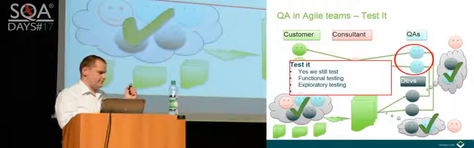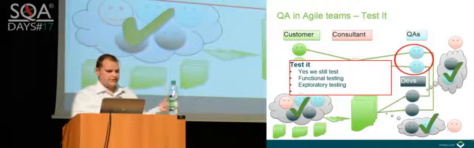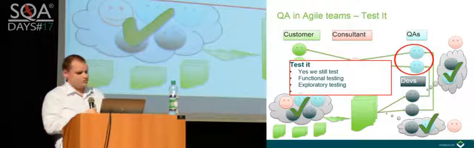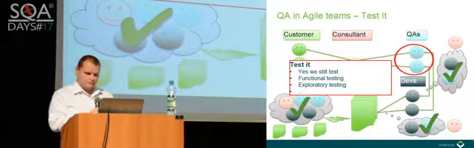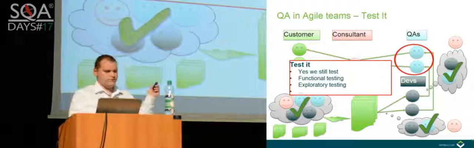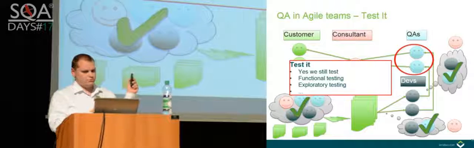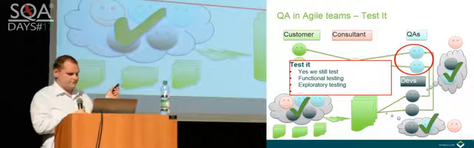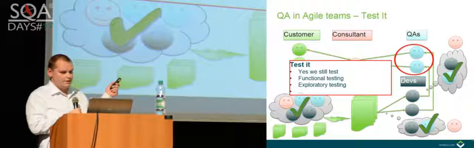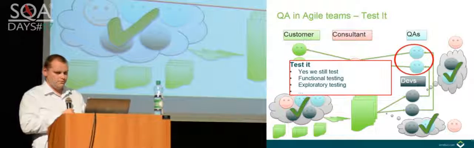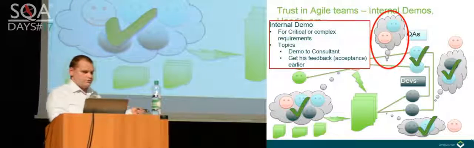So now I'm really in the phase when I test. So yes, we still test. We do functional testing, exploratory testing, all of the cool stuff, but it's only a small part of our daily work. And you should not find too many defects here, because you prevented all of them by these activities. It's a nice measure, because if you found a lot of defects here, then you are doing something wrong.